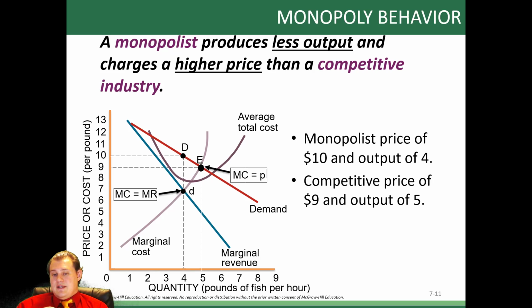What would E represent? Well, if we were in a perfectly competitive industry, that's where people would end up producing, because they're going to produce all the way to where demand equals their marginal costs. In other words, in this monopolistic industry, prices are $10 and they're only going to produce 4. If we suddenly switched this industry to being competitive, prices would go down to $9 and there'd be an output of 5. There'd be more production.